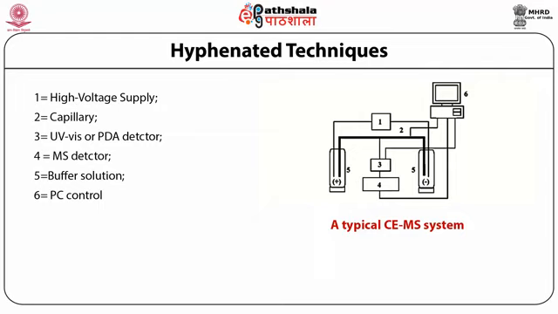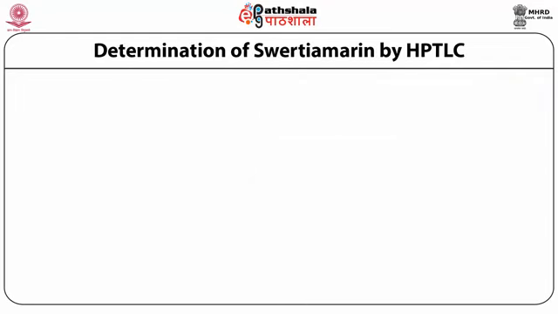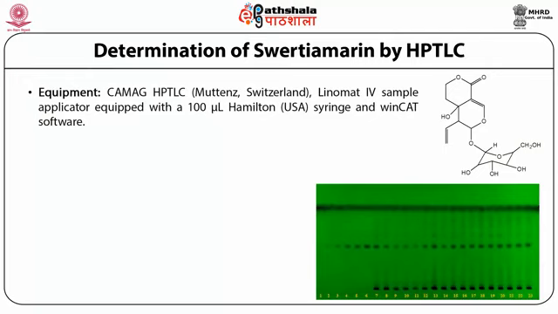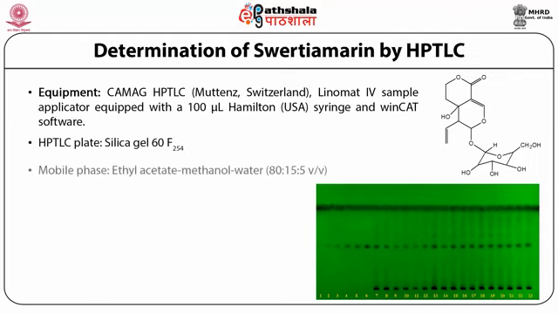Students, now let's discuss some examples where these techniques have been used for the analysis of natural products. The first one is determination of swertiamarin by HPTLC. Here the compound, which is very bitter and present in Swertia chirata, has been detected in different extracts using HPTLC. The mobile phase solvent system is ethyl acetate, methanol, water in the ratio of 80:15:5. Scanning has been done at 246.